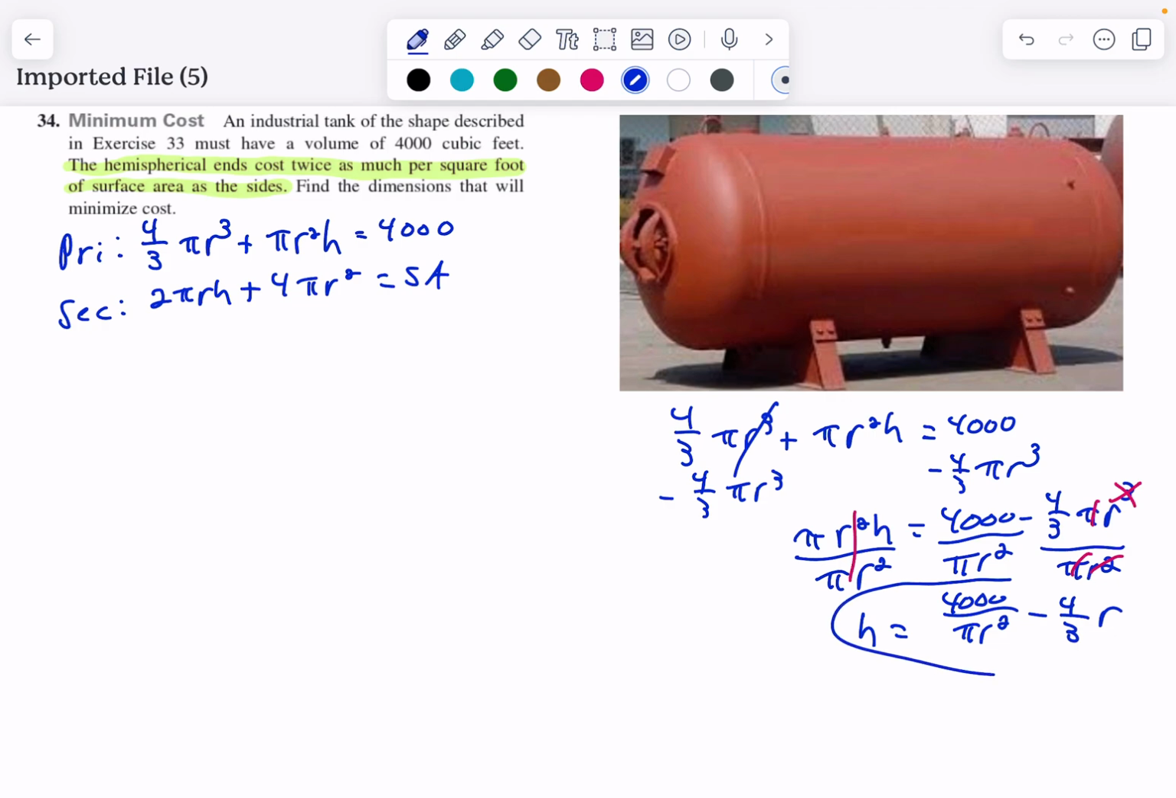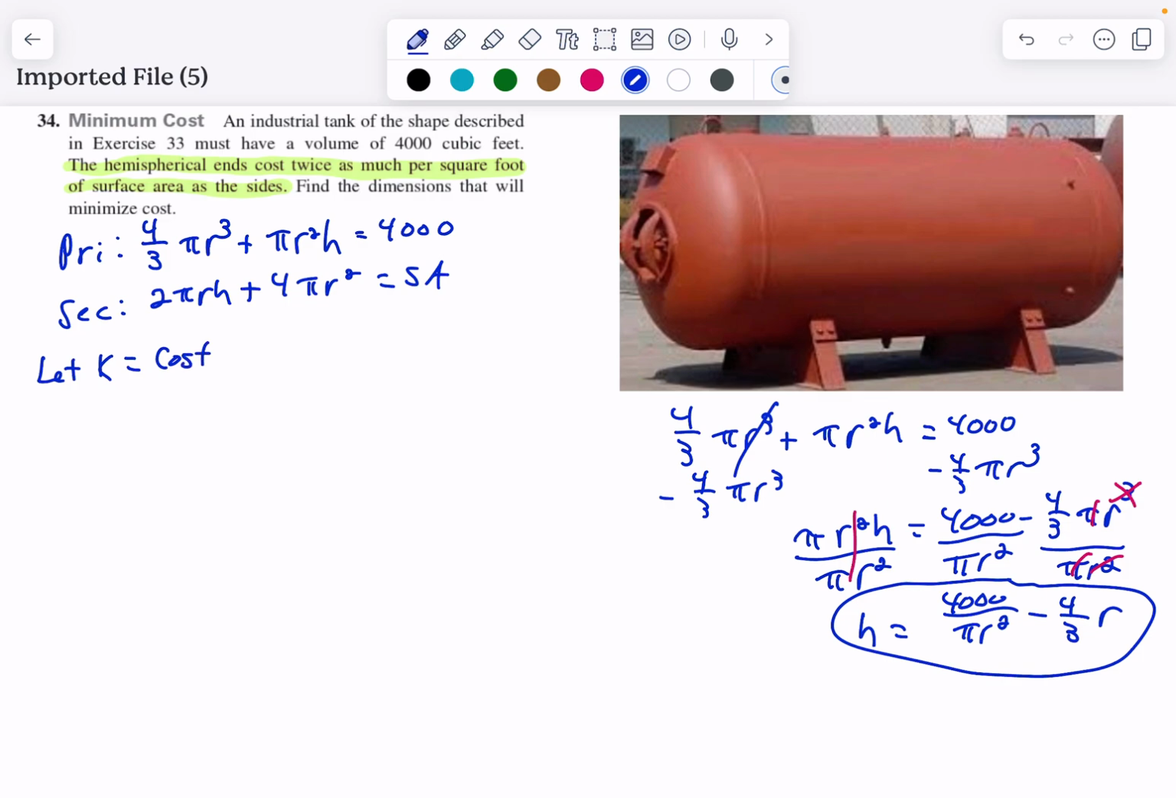Now I'm going to leave that be for a second and deal with this aspect of the cost, that little twist they gave us. Well, we don't know what the unit cost is per se, if it's $10 or $12 or whatever per square foot. So it doesn't really matter. So we're just going to call the cost K, okay? The unit cost. So let K equal the unit cost per square foot.